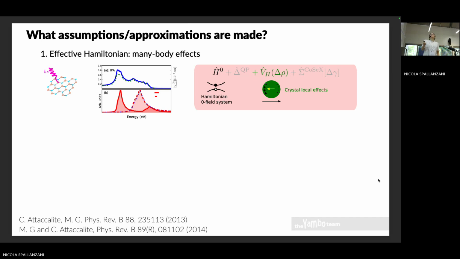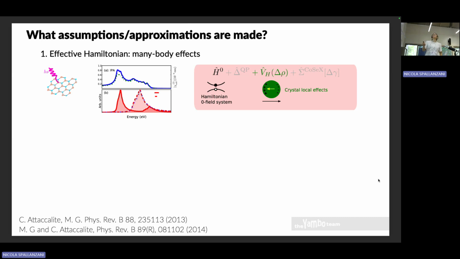If we take just the Hamiltonian at zero field and we propagate, we will have the same as the independent particle. So here is the absorption of the independent particle. This is for 2D hexagonal boron nitride. So you have this Van Hove singularity. This is the same replicated at half of the frequency, and then this will be the second harmonic.